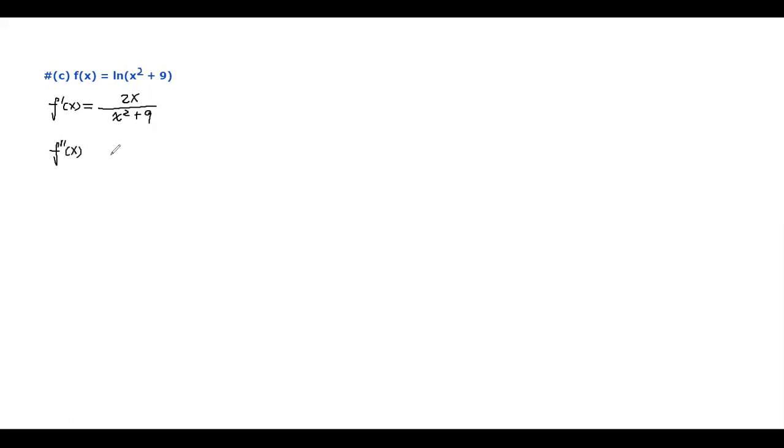Okay, f double prime x here, so it's a quotient rule. So square the bottom, so this is x squared plus 9, squared. Then take the derivative of the top, so it's 2. Then hold the bottom, x squared plus 9. Minus, you hold the top, then you take the derivative of the bottom. Bottom is x squared plus 9, so it's 2x. Wow, this one is pretty easy here. So this is x squared plus 9.